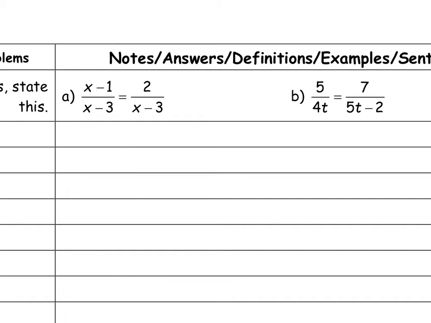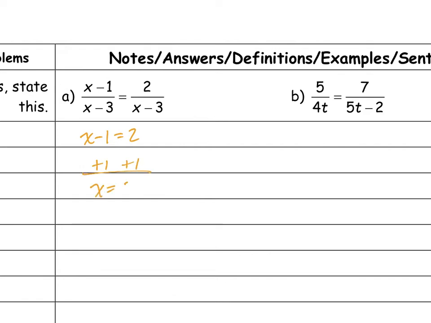Okay, so as I look at the first one, can you guys tell me something about the first A? What do you notice, first of all? Same denominator. So in order for them to be equal, the numerators have to be equal, right? If my denominator is the same, this one's the easiest. Because if my denominator is the same, then in order for them to be equal, the only thing that has to be equal is the numerators. So I can say x minus 1 equals 2.